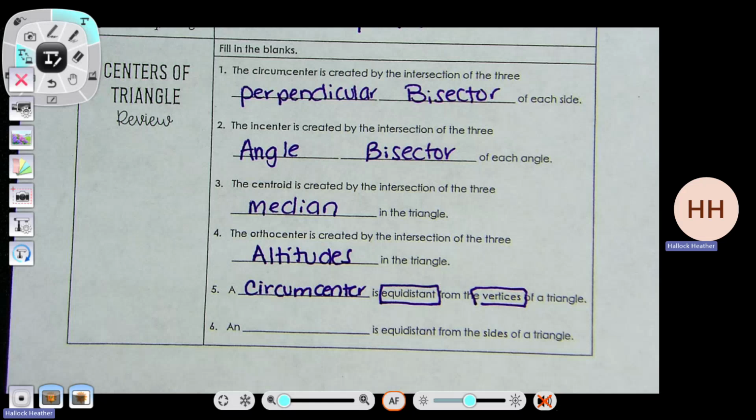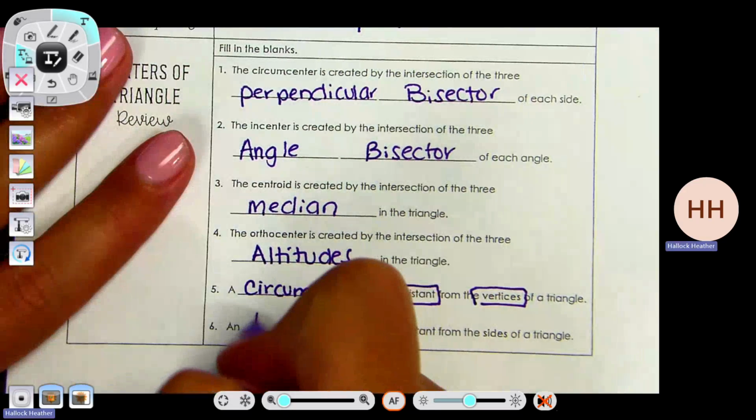The next one is equidistant to the sides. So that's going to be your incenter. Tomorrow, we're going to use the compasses to make these constructions. So the last one is an incenter, and they are equidistant from the sides. So incenter.